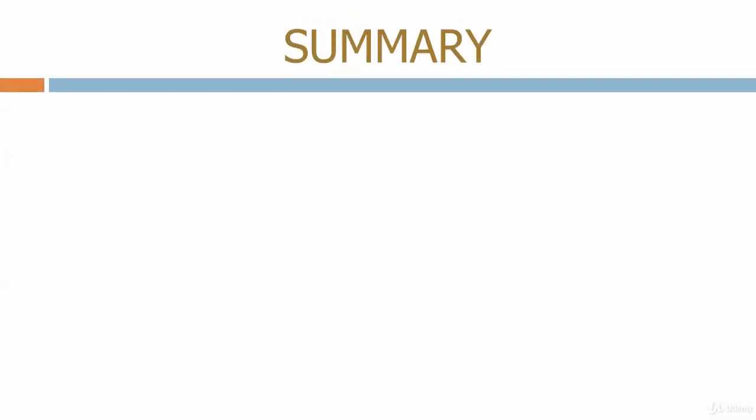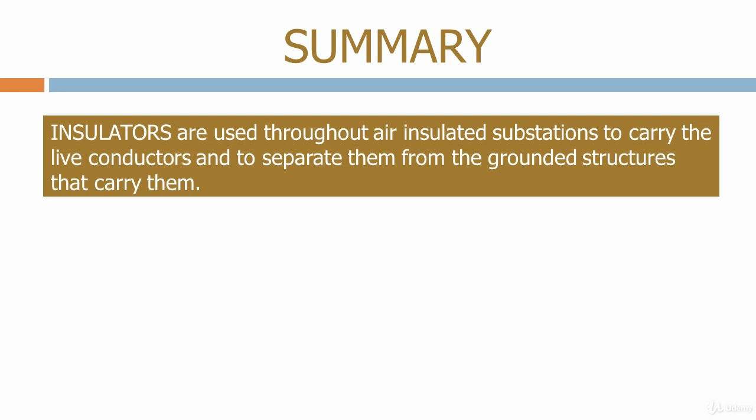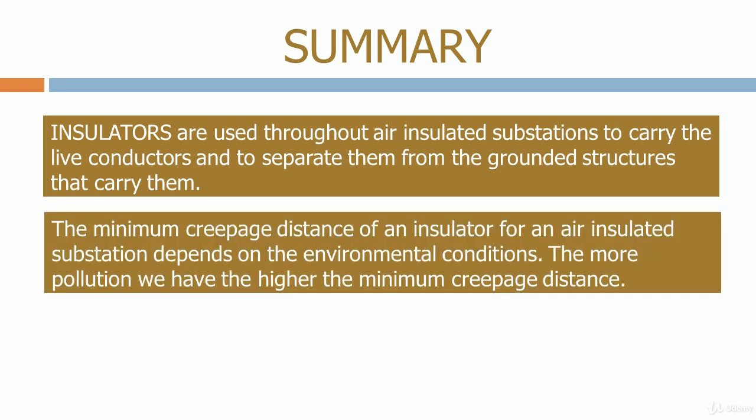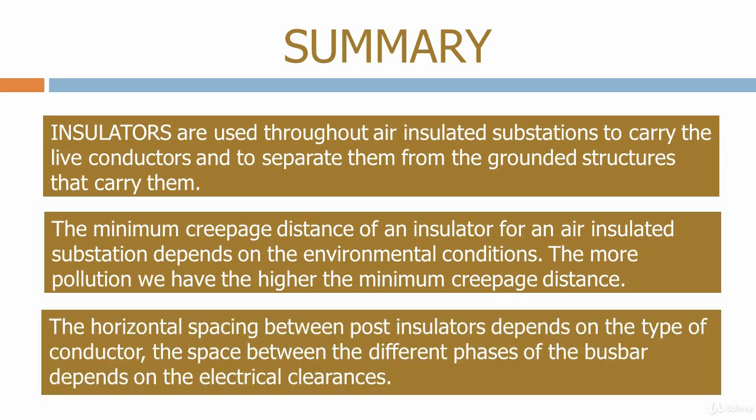Let's summarise what we've learned today. Insulators are used throughout air-insulated substations to carry the live conductors and to separate them from the grounded structures that carry them. The minimum creepage distance of an insulator for an air-insulated substation depends on the environmental conditions. The more pollution we have, the higher the minimum creepage distance. The horizontal spacing between post insulators depends on the type of conductor. The space between the different phases of the busbar depends on the electrical clearances.